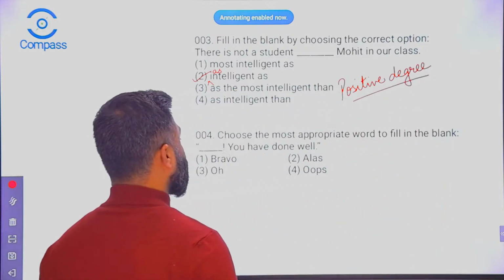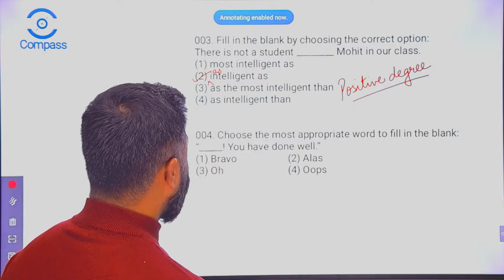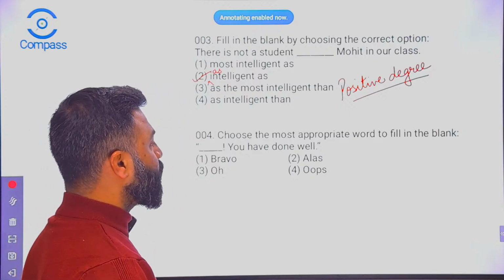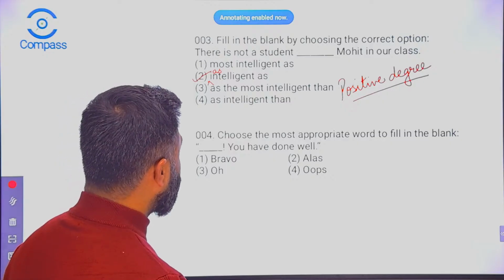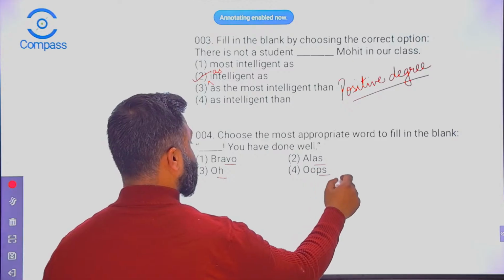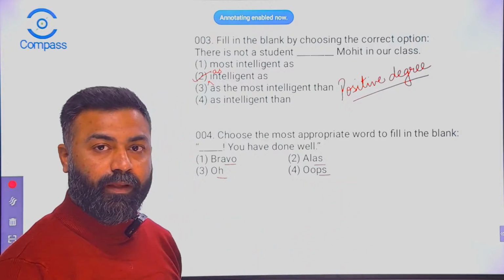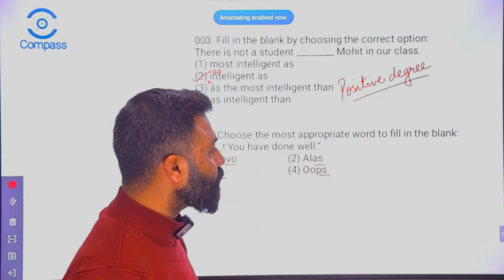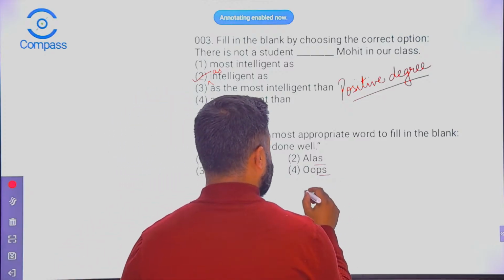All right. Okay. Question number 4. Choose the most appropriate word to fill in the blank. Now, what are these called? Bravo, oh, alas, oops. What do you call them? There is a term that we use. What do you use? Interjections.